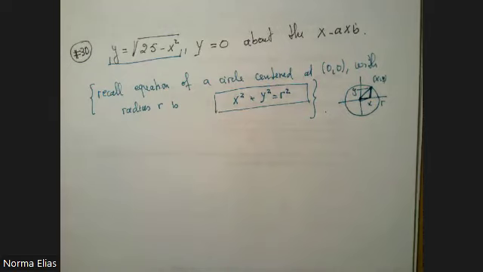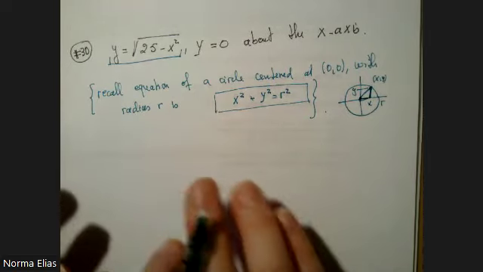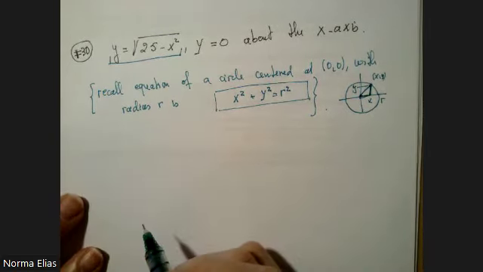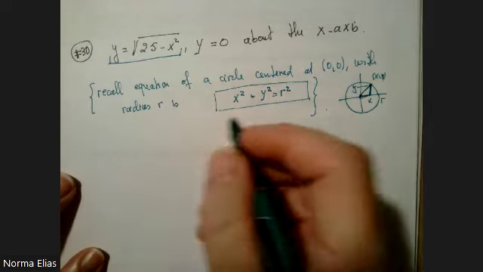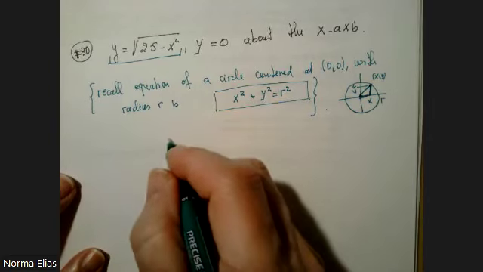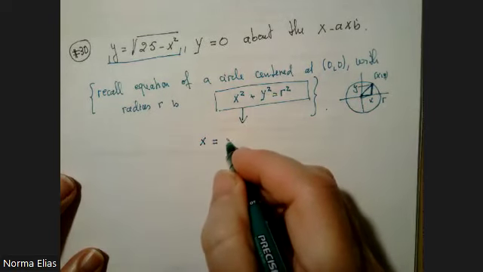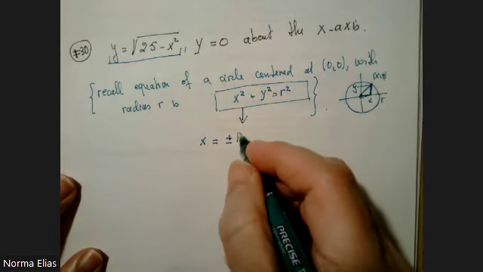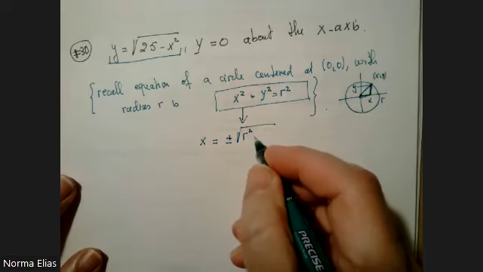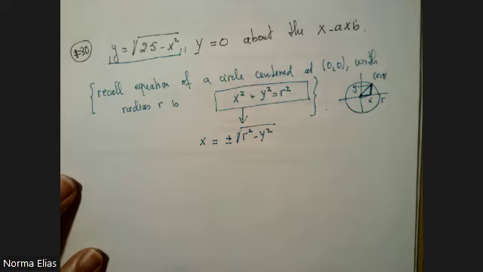Close my parentheses. Okay, so that's a happy circle. So that's really the equation of the circle. So now from here, if I solve for x in terms of y, this will give me x is plus or minus the square root of r squared minus y squared.